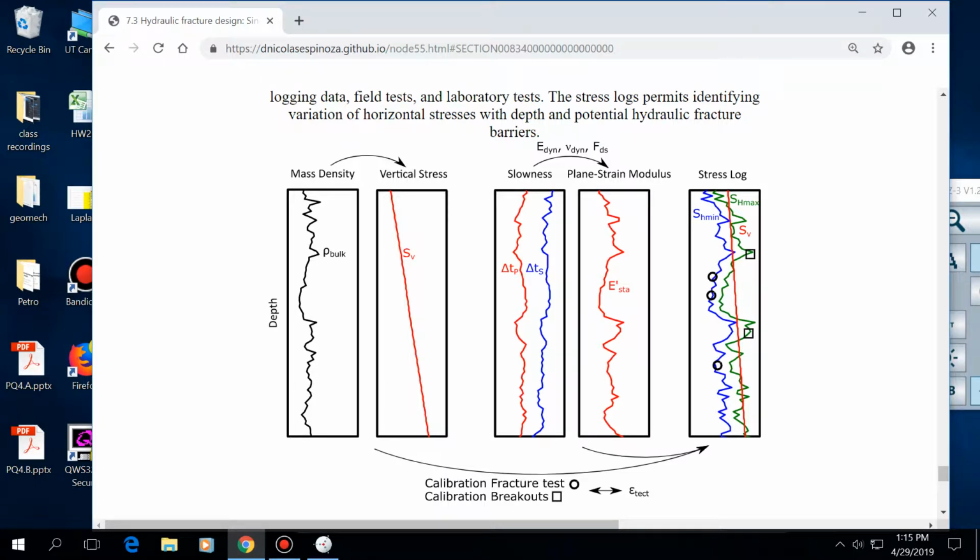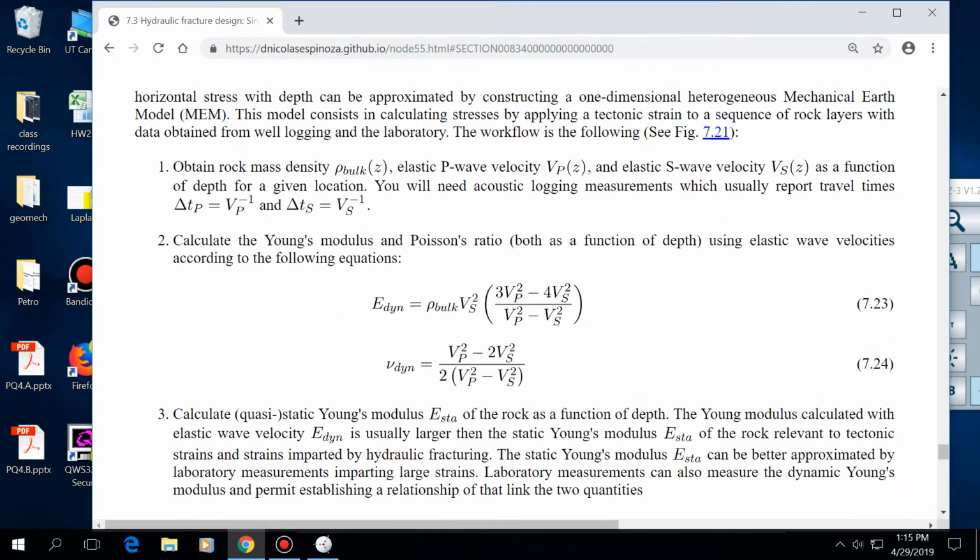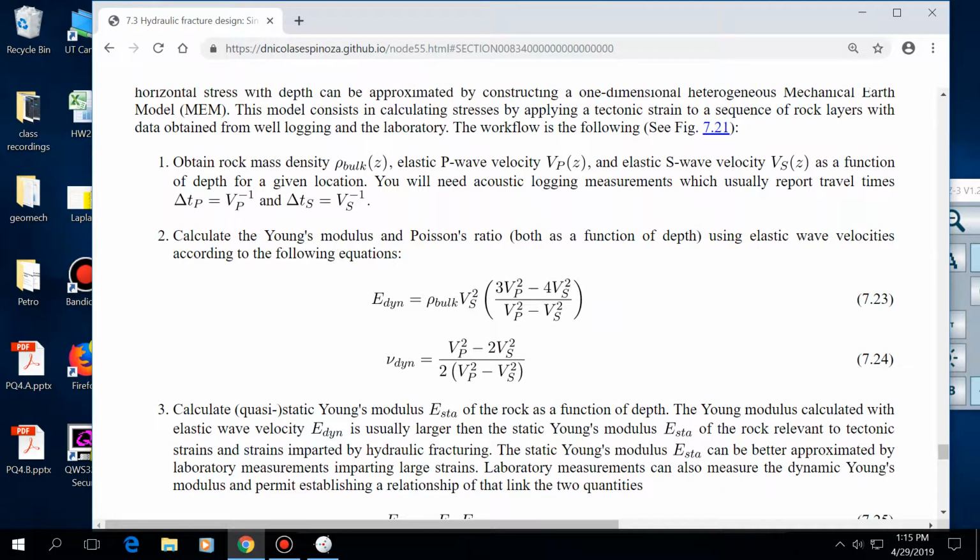Okay? You also have data of sonic velocities, P and S. With these two, you can calculate the dynamic Young modulus and the dynamic Poisson ratio, just with these equations.